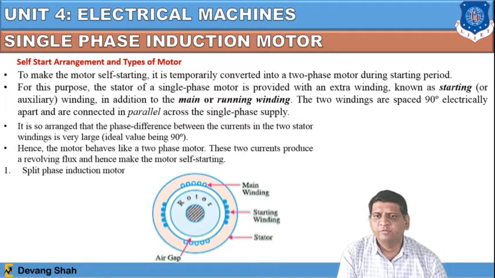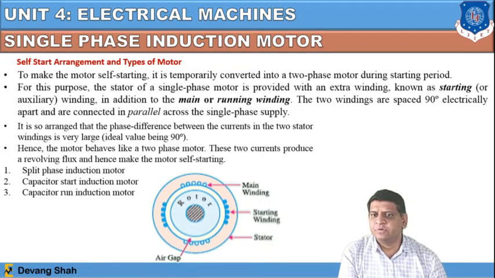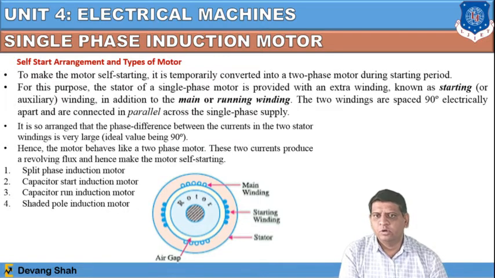Now if we talk about the different types of single phase induction motor, they are classified based on the method of providing the initial self starting torque. One type of motor that provides this arrangement is defined as the split phase induction motor. Another type is the capacitor start induction motor, then the capacitor run induction motor, and finally the shaded pole induction motor. So let us start and discuss them one by one.